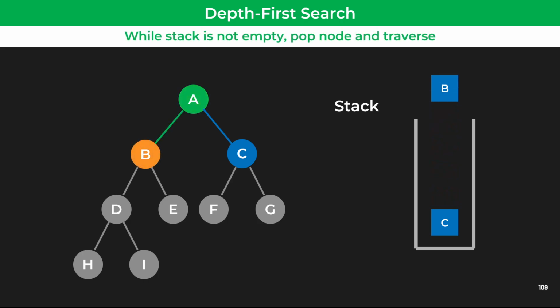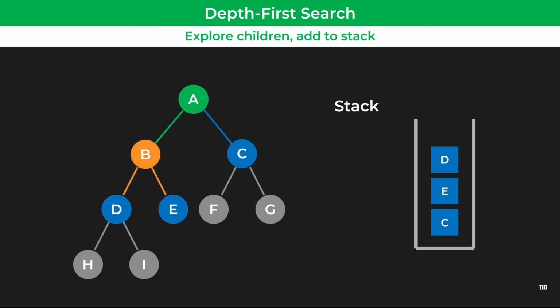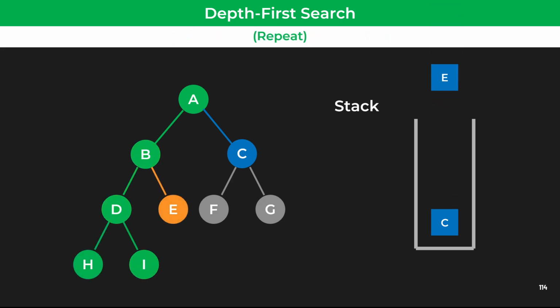So I put B here, I pop B, then I will go to D and E. Which one do I visit now? D, E or C? D, because D is on top of my stack. Okay, so I take D, I explore H and I. I take H, I take I, then I take E. Now I go to C, then I explore the children of C, F and G. Okay, so this is the depth-first search.